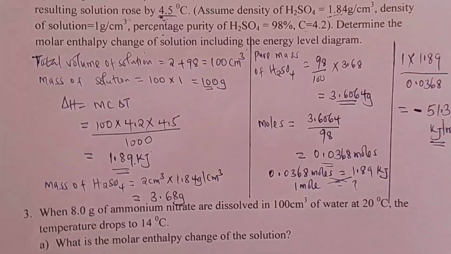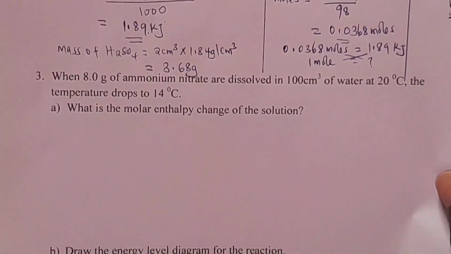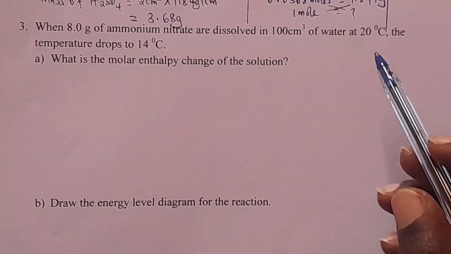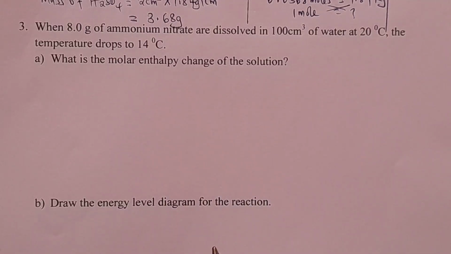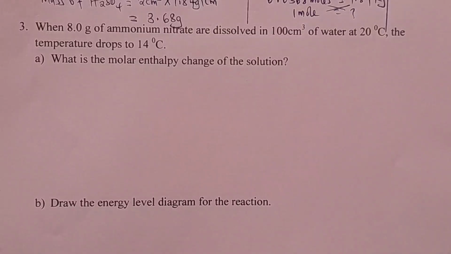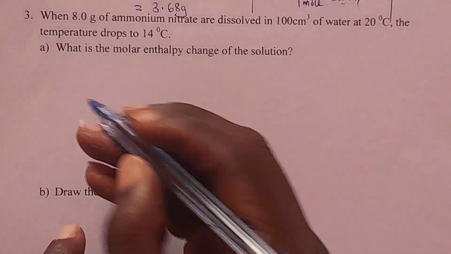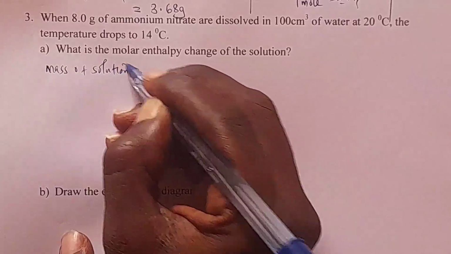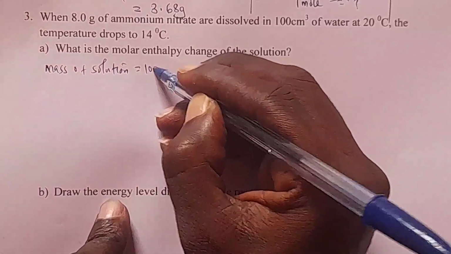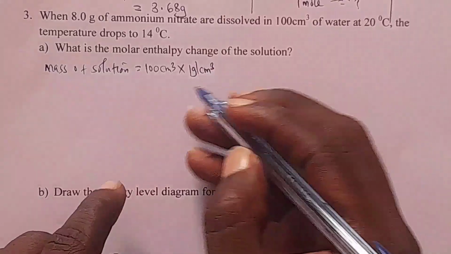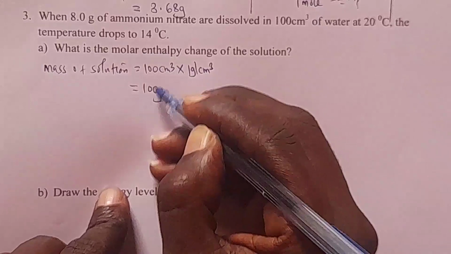In question 3, we are told when 8.0 grams of potassium nitrate are dissolved in 100 centimeter cube of water at 20 degrees Celsius, the temperature drops to 14 degrees Celsius. So what is the molar enthalpy change of the solution? First of all, we are going to start with getting the mass of the solution. Mass of the solution is given by volume, which is 100 centimeter cube, times the density of the solution, which is 1 gram per centimeter cube. This will give us 100 gram of solution.